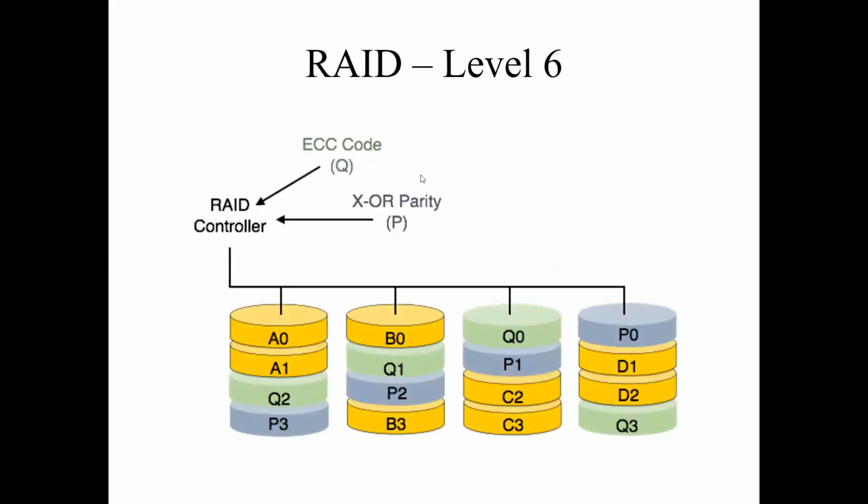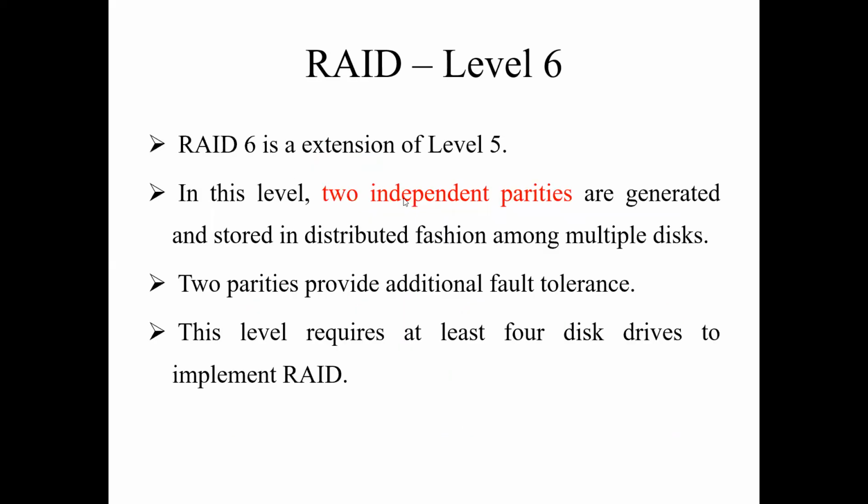And then RAID level 6. Level 6 is an extension of level 5. In this level, two independent parities are generated and stored in a distributed fashion among multiple disks. Two parities provide additional fault tolerance. This level requires at least 4 disk drives to implement RAID.